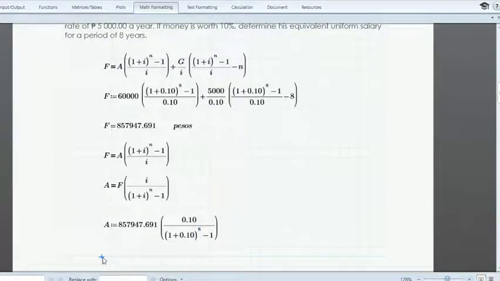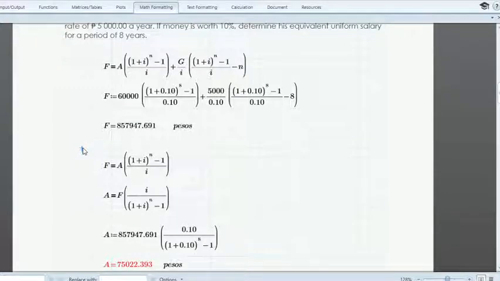Therefore, the value of the uniform salary, kung halimbawa pare-parehong amount ang ibibigay sa kanya every year, is 75,022.393 pesos. So, ito yung magiging sahod niya every year. Pare-pareho na. Okay? Since uniform, edi every year ang matatanggap niya ay 75,000. Okay? And this is your answer for example number 1. So, ganon. Gagamitin nyo muna yung future. Dadaan muna kayo sa future bago makapunta kung annuity man or present yung tinatanong. Okay?